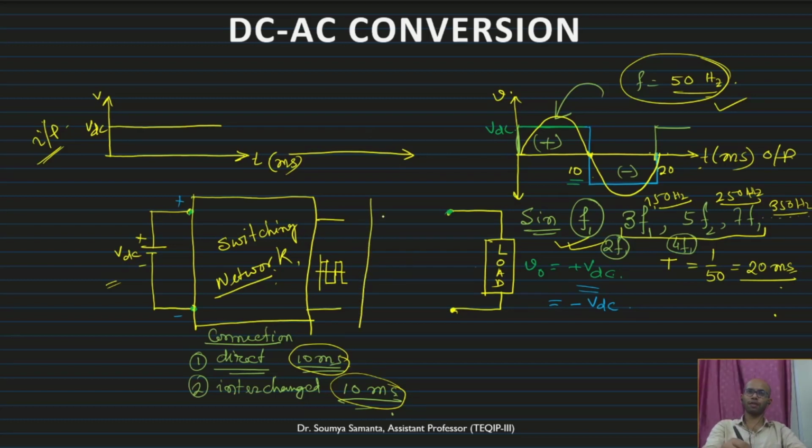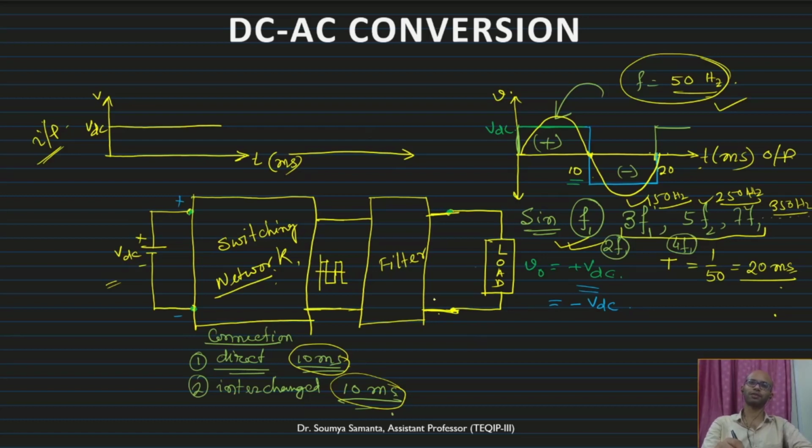Now this output contains a number of harmonics. So what we have to do is filter them out. We need a filter before connecting to the load. What is the job of this filter? To eliminate these harmonics. For higher order harmonics, the design of the filter is quite simple or easy, but for the lower order harmonics, it is a bit difficult. Anyway, for the time being, we are assuming that the filter will eliminate the harmonics.